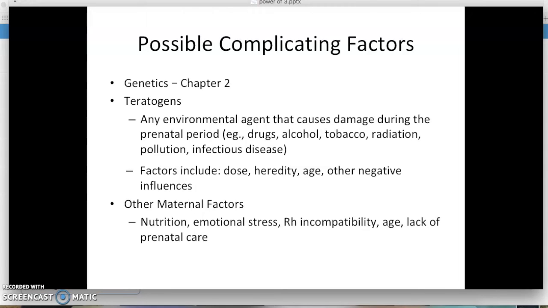Examples include drugs, alcohol, tobacco, radiation, pollution, and infectious disease. Clearly, moms have more control over some of these factors than others. Most women who are of childbearing age have been asked if they are pregnant or could be pregnant before receiving a prescription or having x-rays taken, since these are items that may have a risk to the developing baby.